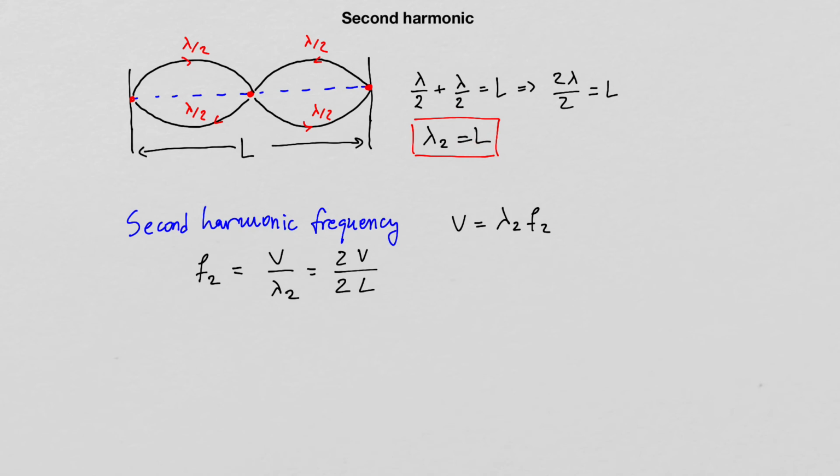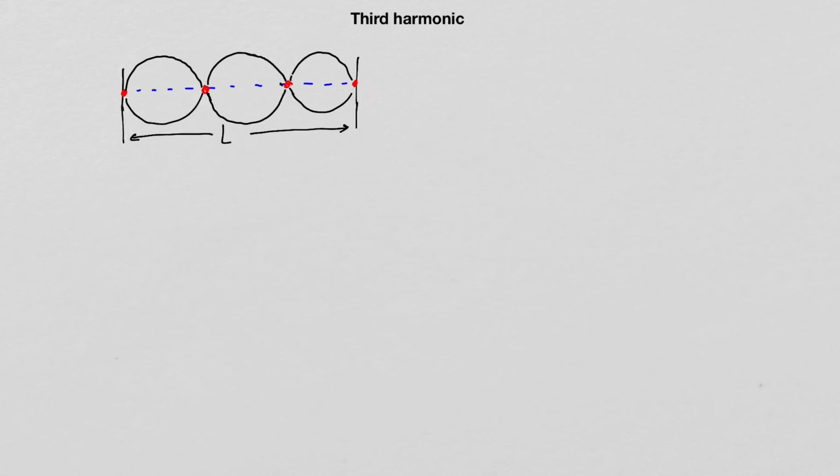And so the second harmonic, F2, is equal to 2V divided by 2L. Let's do the third harmonic, and then I'll be able to generalize the expressions for any harmonic that can be excited on this string. The third harmonic is a wave that has 2 wavelengths fitting on the length of the string.